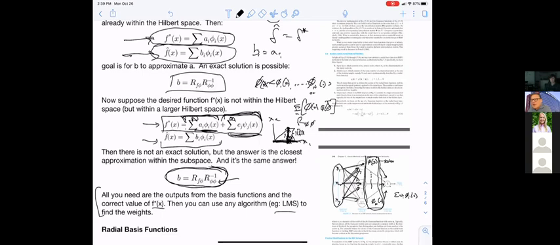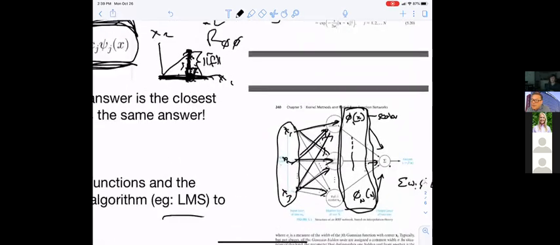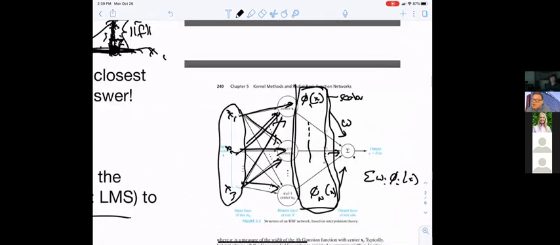And it's always going to get you that right answer. And so the point is, everything we learned before, how do you train the weights at this level? How do you train these weights? You can just use any algorithm you want. You can use LMS. The book suggests an algorithm called recursive least squares.